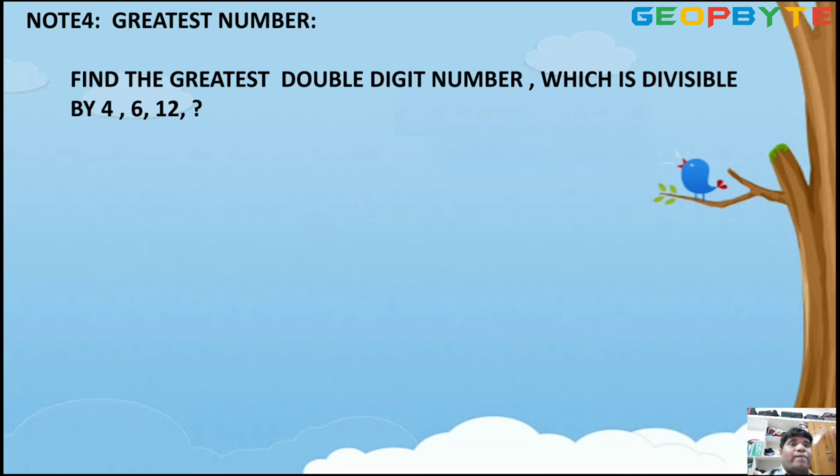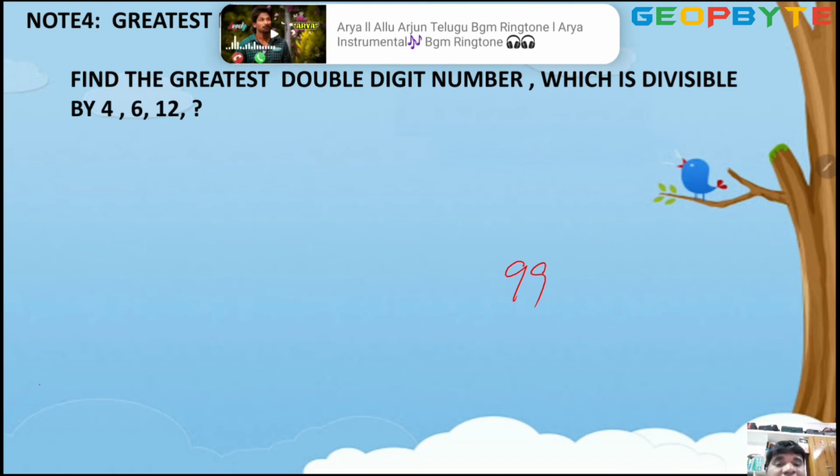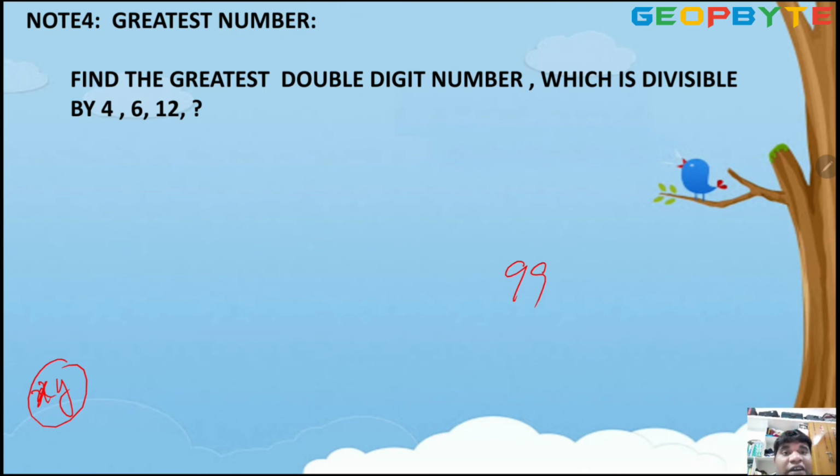Look at note 4, a very important point. Find the greatest double digit number which is divisible by 4, 6, 12. Actually, what is the greatest double digit number? 99. But what is the requirement? You take one number xy that is exactly divided by 4, 6, 12, and also that is the highest. After that xy, there is no other number. So you have to take that type of number.